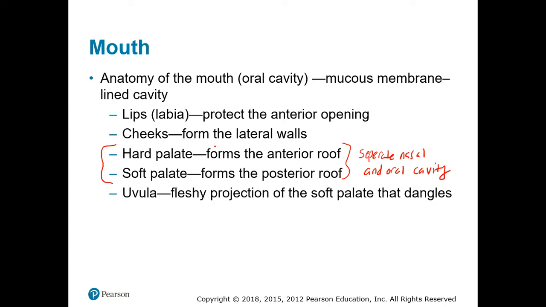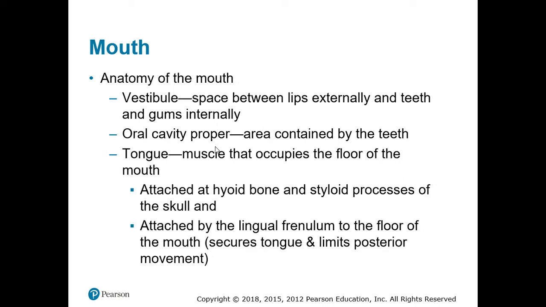The hard palate is going to be the anterior part, and if you feel inside your mouth on the roof of it, it's hard because it's backed by bone. And then towards the back is the soft palate, so if you press it, it's going to be more spongy because it doesn't really have that bone backing it. And then the uvula is the fleshy projection off the soft palate, and you can see it dangling in the back of your throat.